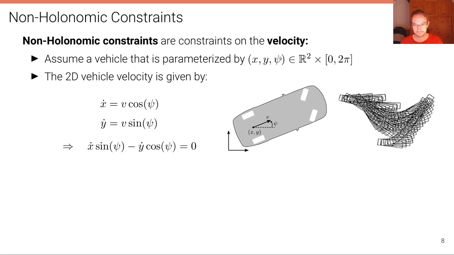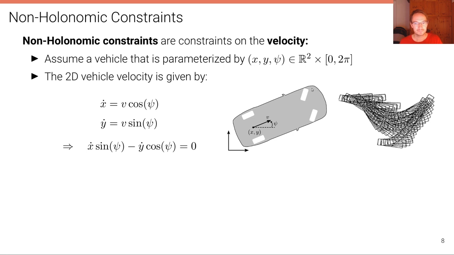And in addition, by the orientation of that vehicle, psi. Psi is the angle between the forward direction of that vehicle and the x-axis of that coordinate system. So we have a three-dimensional configuration space here, x, y, and the orientation of the vehicle, where xy is an element of R2 and the orientation of the vehicle is, of course, an element of 0 to 2 pi.